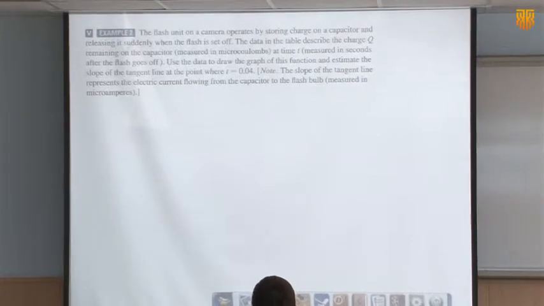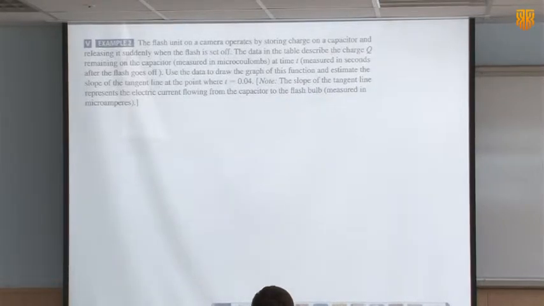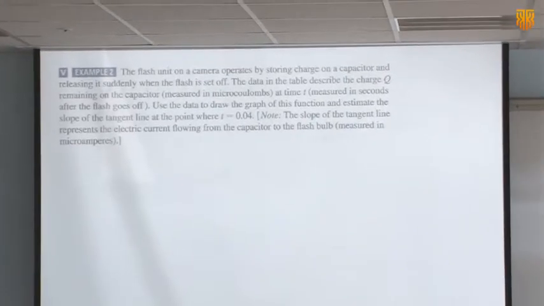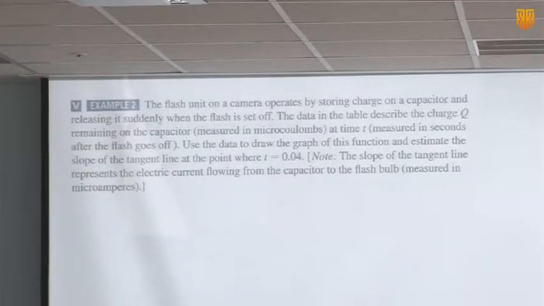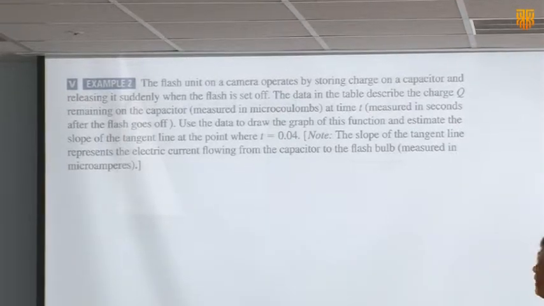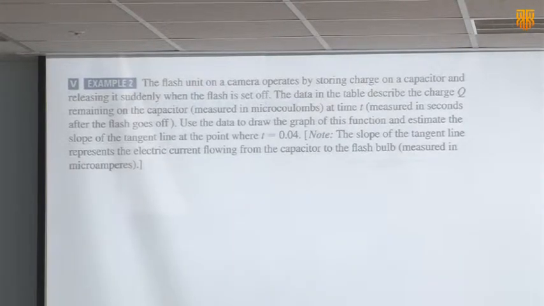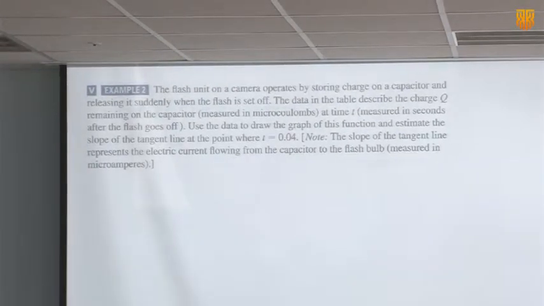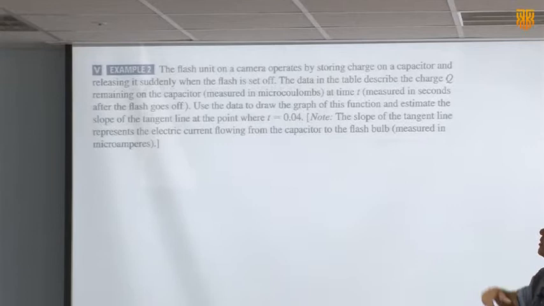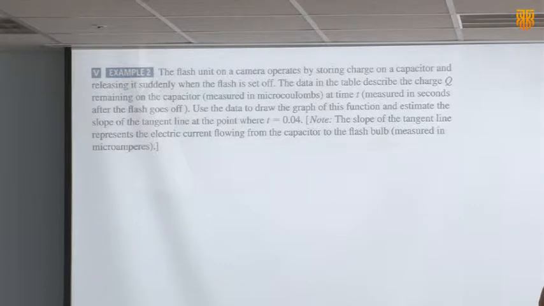Now, look at a velocity-type problem. Example 2: you know the flash unit in a camera. The flash unit on a camera operates by storing charge on a capacitor and releasing it suddenly when the flash is set off. What is a capacitor? Charge, electricity. If you set the flash on your camera, you have a red light, right? So just push the button.